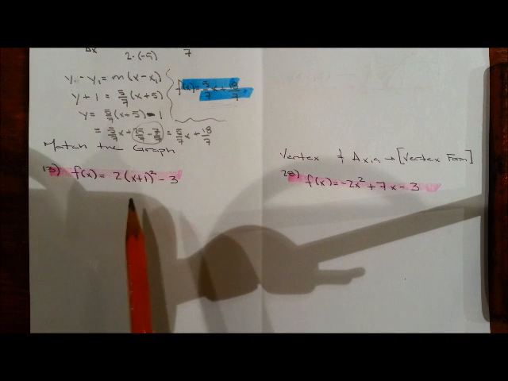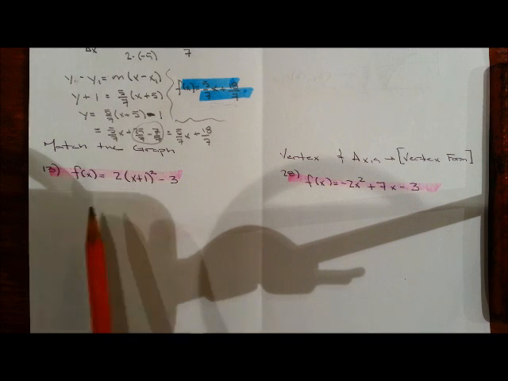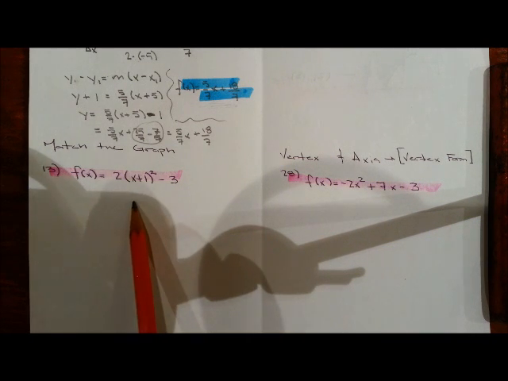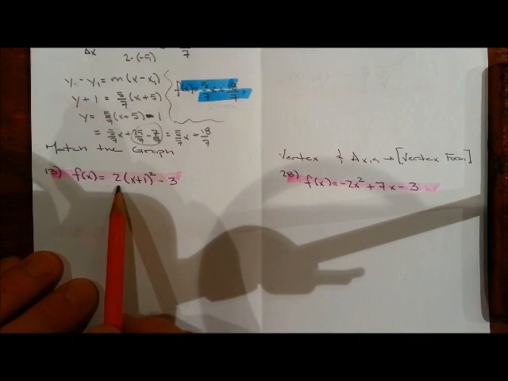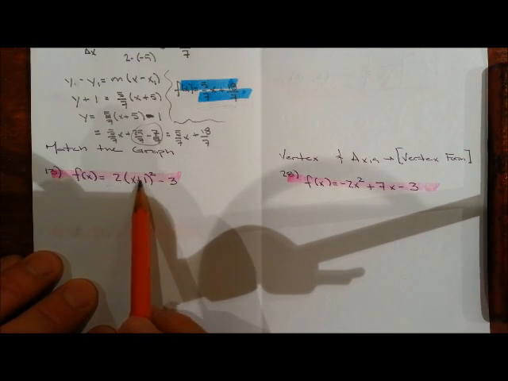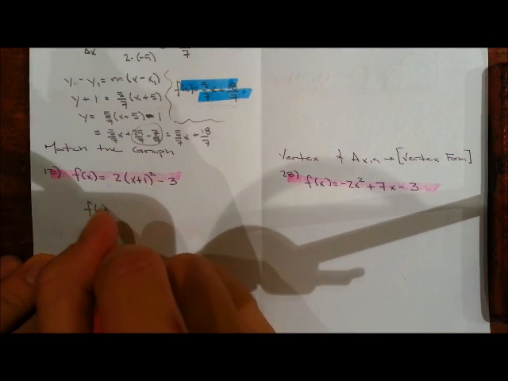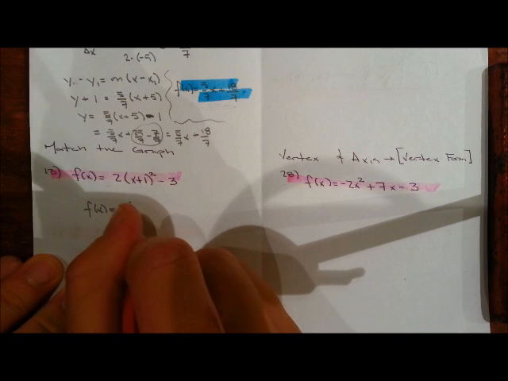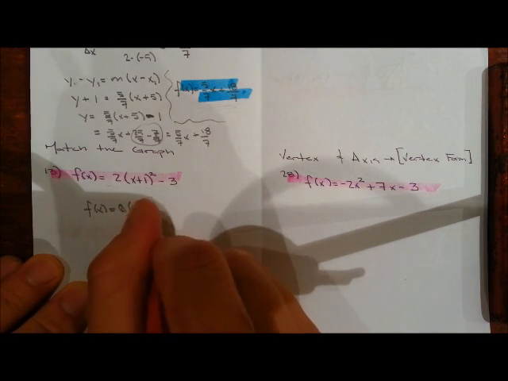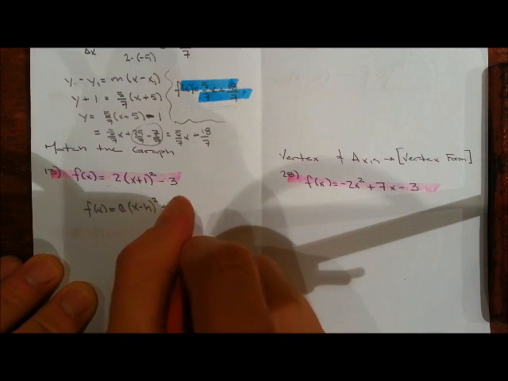Next set of problems causes us to match a graph with a given function. So what I'm going to do is just show you what the graph looks like, and from that graph you would compare it to the 4 possibilities. So I have function f of x is equal to 2 times (x plus 1) squared minus 3. Now this is vertex form. Vertex form is a times (x minus h) squared plus k.